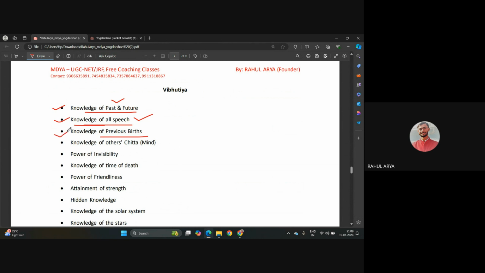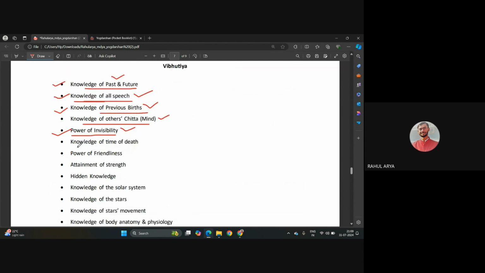And the yogi is also able to know what was his previous birth. He is able to know what is occurring in others' minds, and he gets the power to become invisible. And when he is going to die, that knowledge he will get.